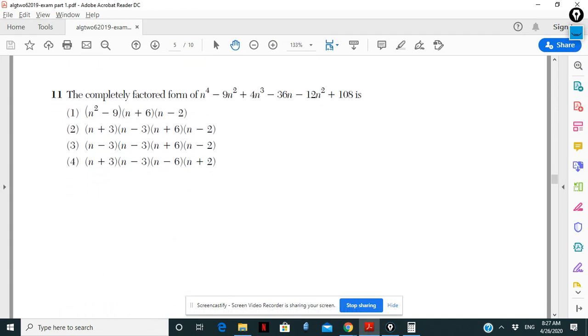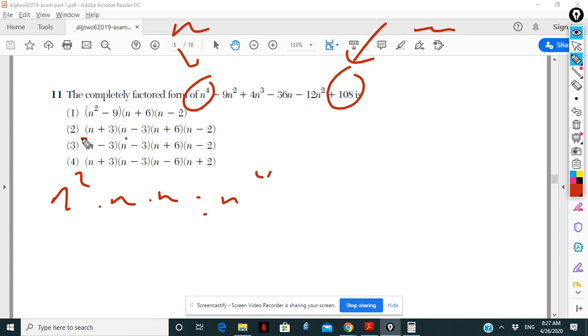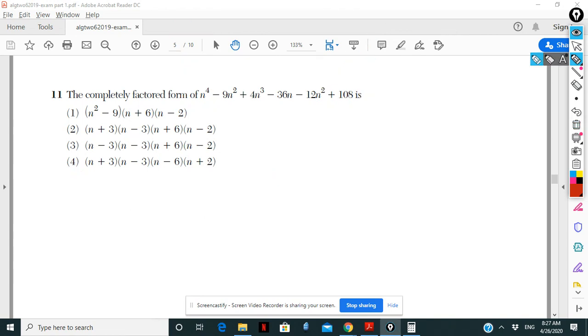Question number 11. Now, I'm going to explain some tricks. First, I'm going to look for the first and the last term. So here, the first term comes from the multiplication of n, that's multiplication of number. If you multiply n squared times n, giving me n to the 4, that's going to be the same for all of them. So I can't differentiate using the n. I'm going to differentiate using the number.